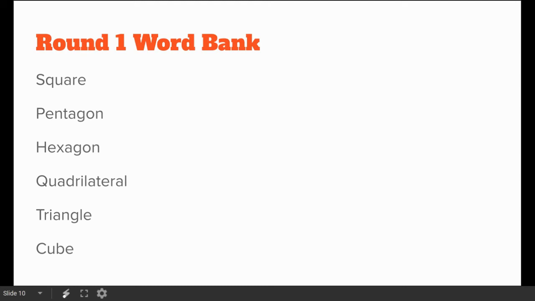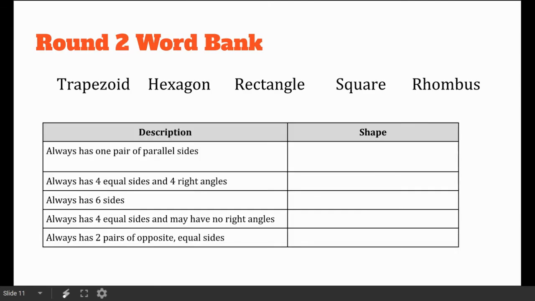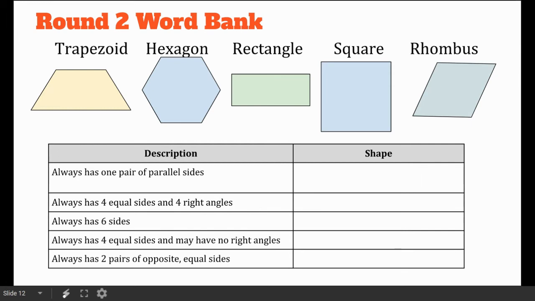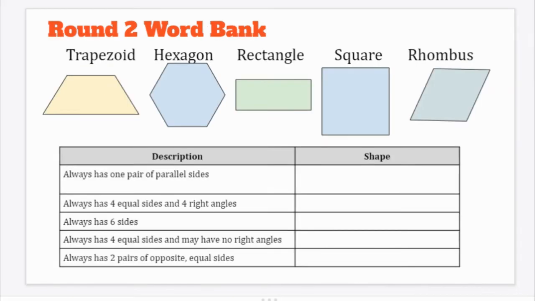Let's take a look at another set of shape riddles. So here's our word bank for round 2. We have the words trapezoid, hexagon, rectangle, square, and rhombus. Then down below, I have 5 descriptions and a place to write the name of the shape. One of the first things I want to do is actually draw each of these shapes in to help me remember what they are. Now I need to really think through how to answer these questions. I really want to pay attention to the wording of each of these, because some of them could have more than one correct answer.